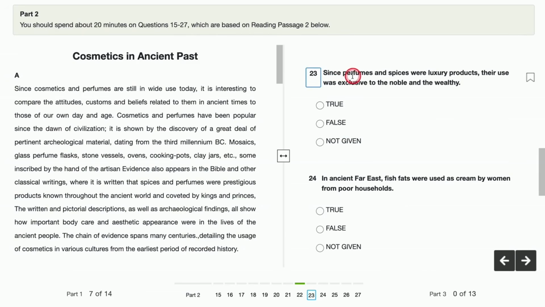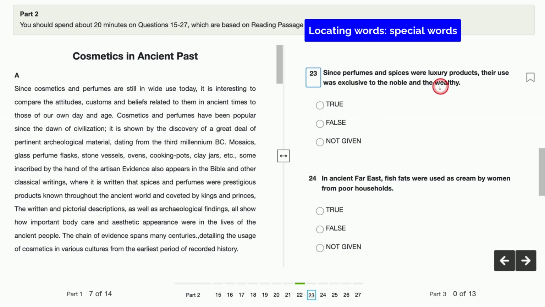Next one. Since perfumes and spices were luxury products, their use was exclusive to the noble and the wealthy. There are no time references or place names, so which word do you think we can use to locate the answer? Which word do you think is special? We obviously shouldn't use perfumes and spices to locate the answer, because the whole passage is about cosmetics, is about perfumes and spices, right? I think luxury products and the noble and the wealthy are both special words.